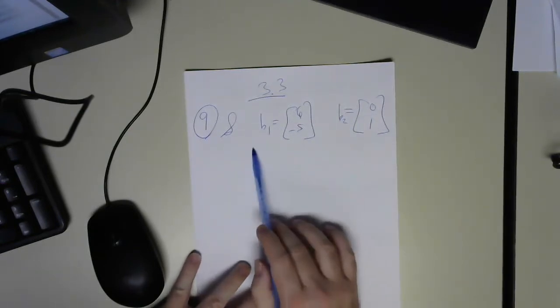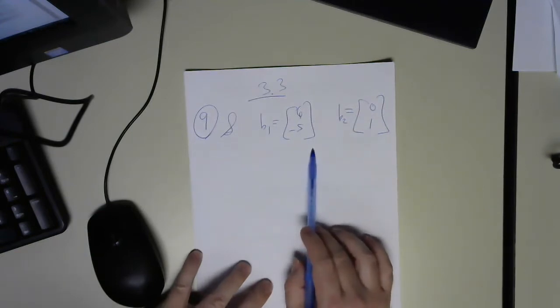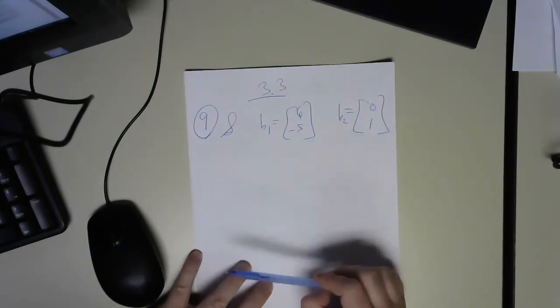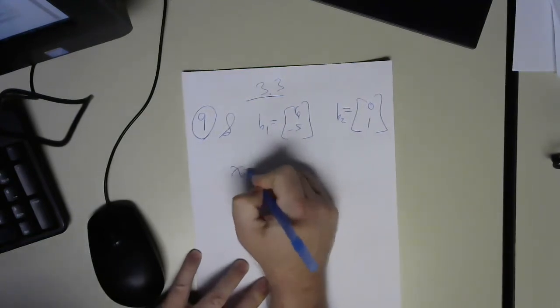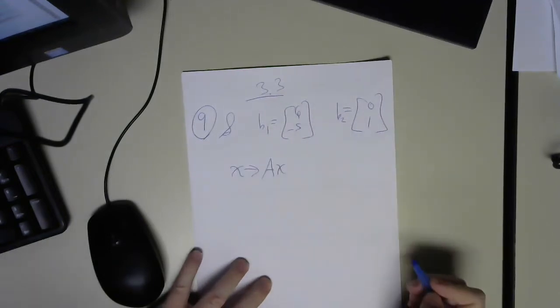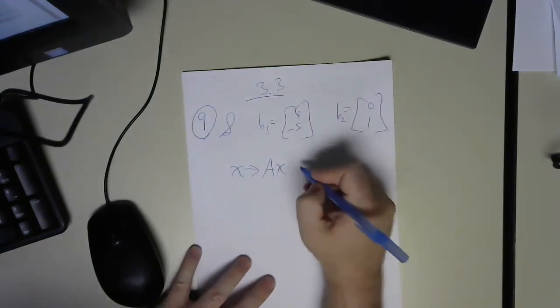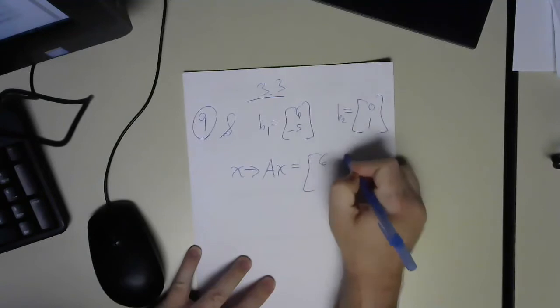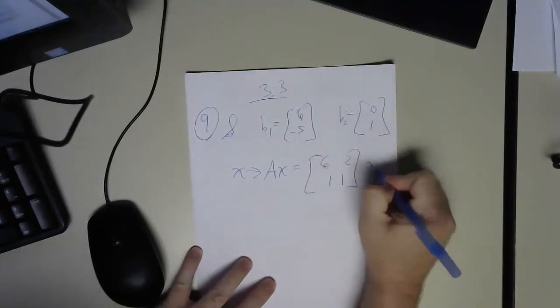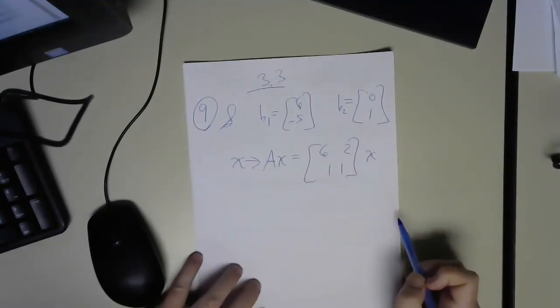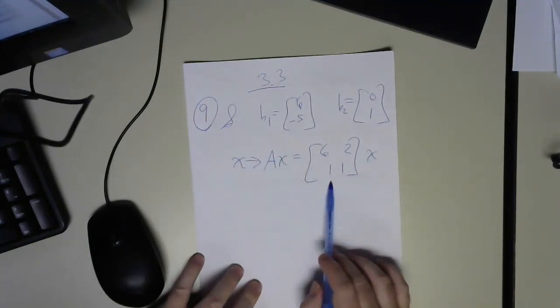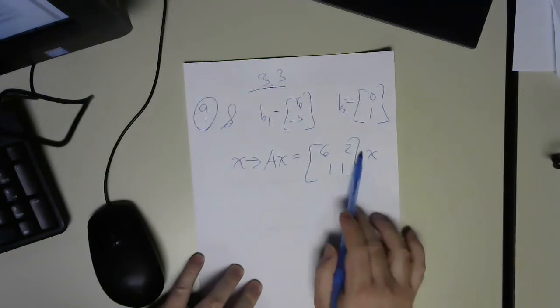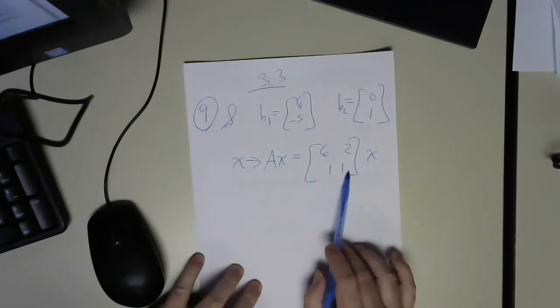But what we're going to do is take that parallelogram and find the area of the image of that parallelogram under a certain linear transformation. Okay, here's our linear transformation. x goes into Ax, but A is supposed to be [6, 2; 1, 1]. So we're basically just going to take that parallelogram and map it into another space through this mapping. We're going to multiply it by this matrix.